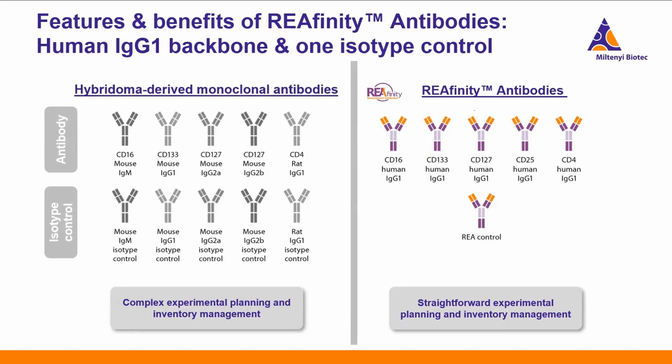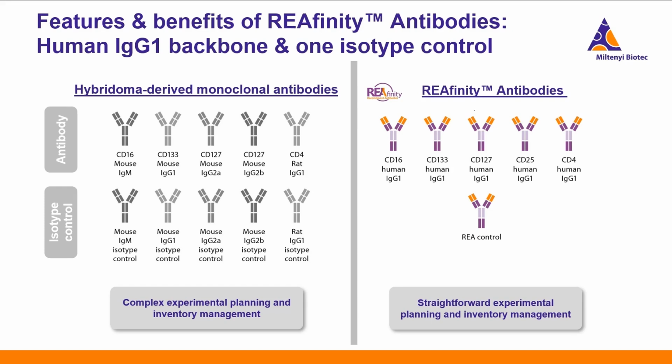On the left-hand side, let's take a look at a classic experiment setup where each antibody in the panel boasts a different backbone. This means that for each of these individual backbones, an isotype control needs to be included. As you can imagine, this leads to complex experimental planning and inventory management.